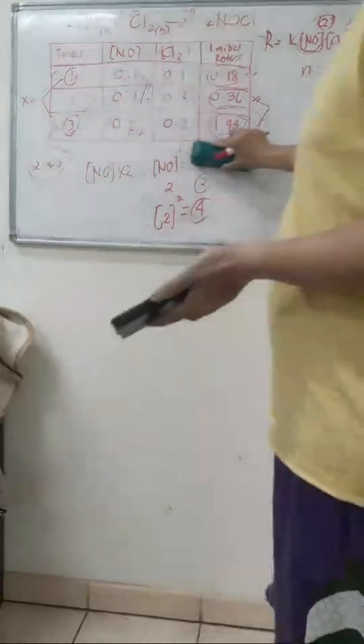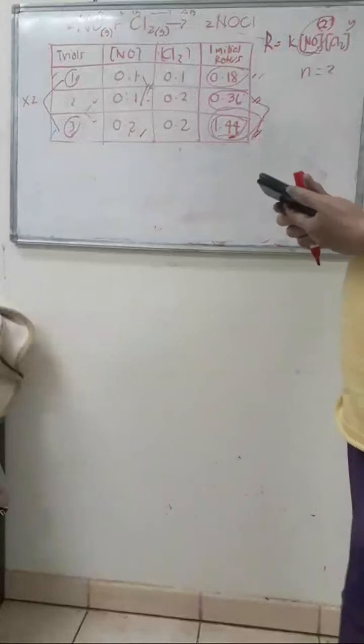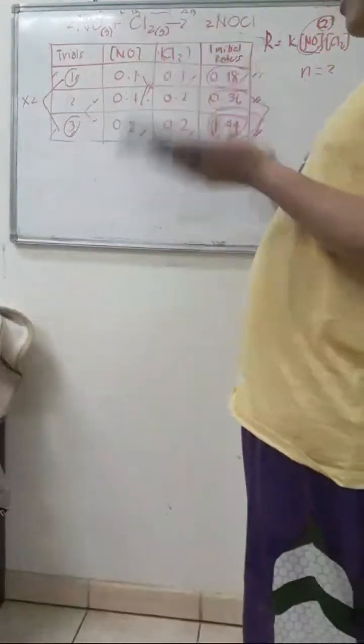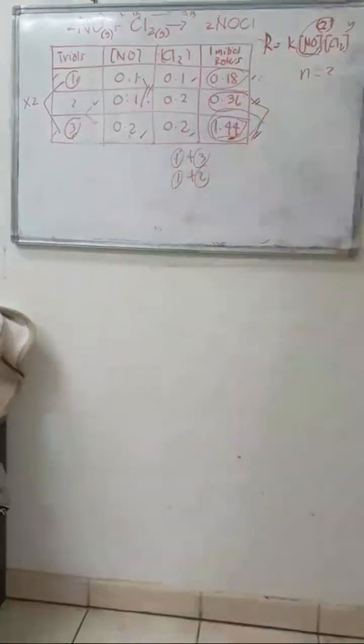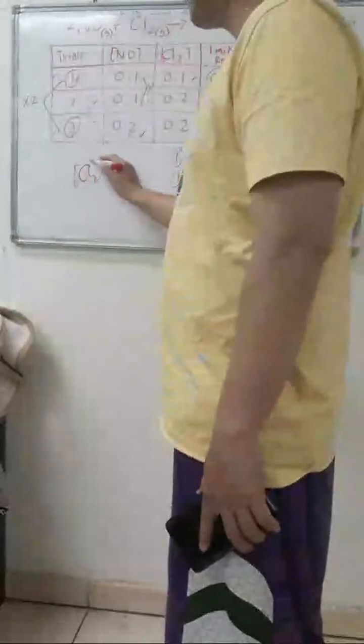Now we go to the chlorine gas. The same story. In chlorine gas, what is changing? Let's say we have trials 1 and 3, and then 2 and 3 are constant, so you don't have to consider that one. Trials 1 and 3, and also 1 and 2. Okay, things like that. Chlorine gas raised to the power Y.